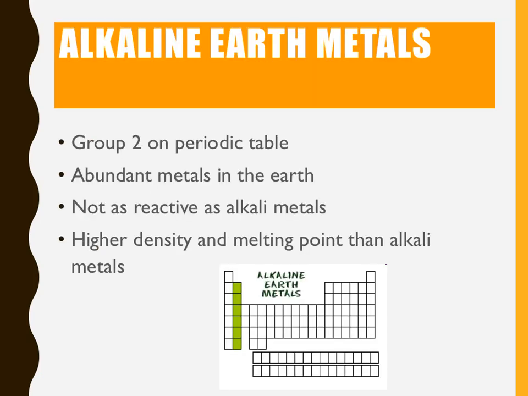Group 2 on the periodic table are the alkaline earth metals. Notice the ending here, alkaline earth metals. They're abundant metals in the earth, not on earth, in the earth. Think core, mantle, crust, stuff like that. They're not as reactive because they have to lose 2 valence electrons instead of just 1, so they're going to have higher densities and melting points. The melting point, by the way, is a good indication of the stability of an atom.